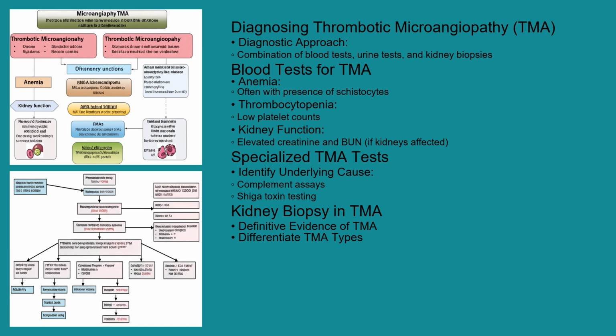Diagnosing TMA involves a combination of blood tests, urine tests, and sometimes kidney biopsies. Blood tests will show anemia, often with the presence of schistocytes. Platelet counts will be low, confirming thrombocytopenia. Kidney function tests, such as creatinine and BUN levels, will be elevated if the kidneys are significantly affected. Specialized tests, such as complement assays or Shiga toxin testing, are needed to identify the underlying cause. A kidney biopsy can provide definitive evidence of TMA and help differentiate between different types.